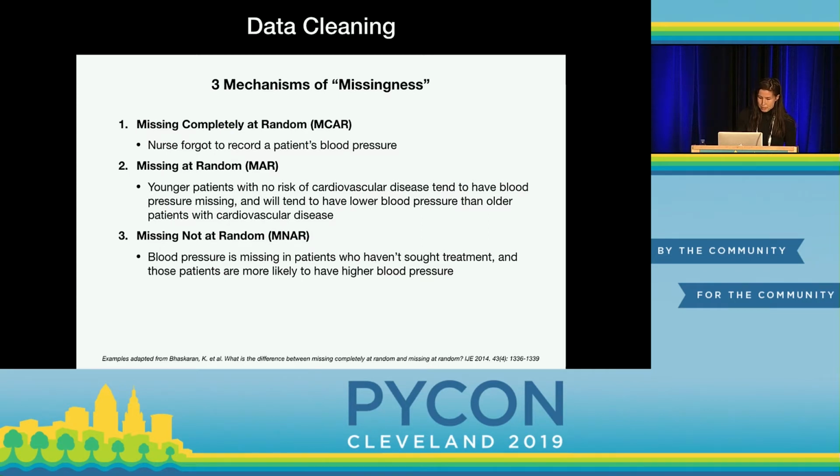The third mechanism is called missing not at random, which is when there are differences between the missing and observed blood pressures, even when all of the other variables are accounted for in the patient population.